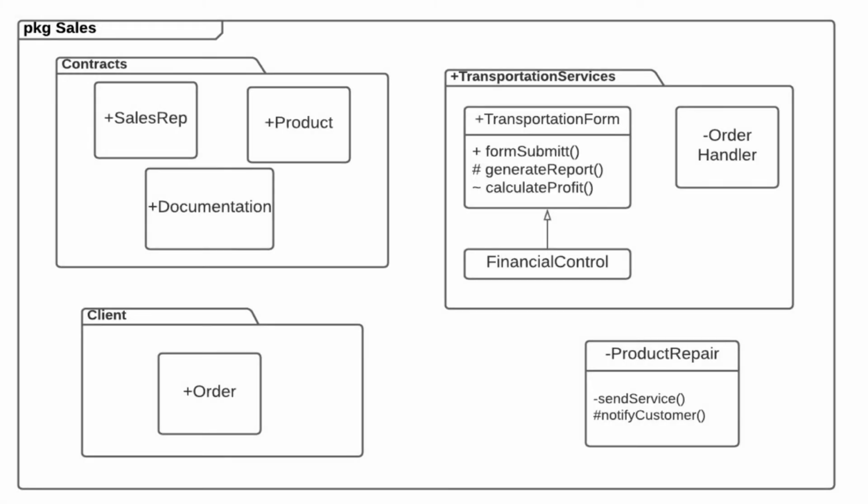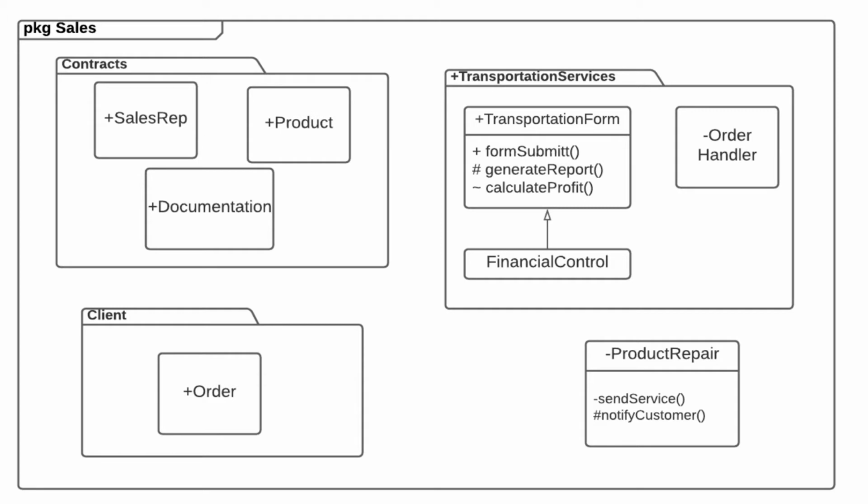Now you can see a package diagram sales with the contents of three other packages, which are contracts, transportation services, and client. It's a package diagram mainly for two reasons. Firstly, it has the kind field specified, PKG, and secondly, its predominant elements are other packages, contracts, transportation services, and client. We have a standalone class, product repair, as well.